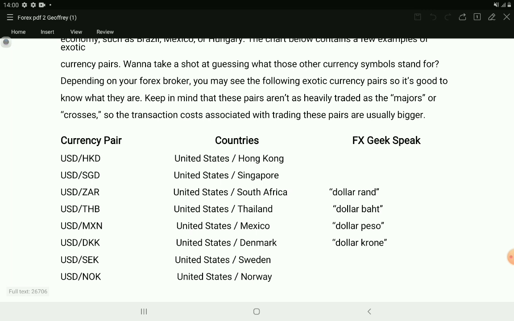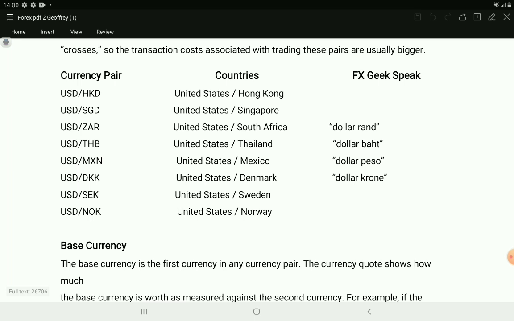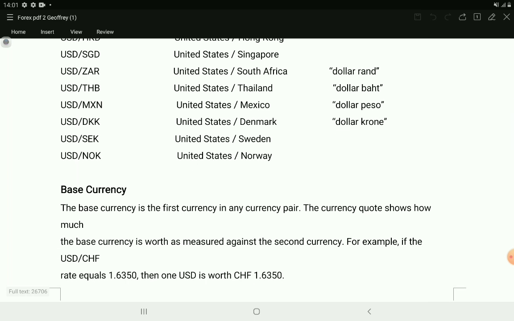Then if you see USD MXN, that is the United States dollar paired with the Mexican peso. Then if you come down here, you see USD DKK, that is the United States dollar paired with the Denmark currency. Then those are the exotic currencies.